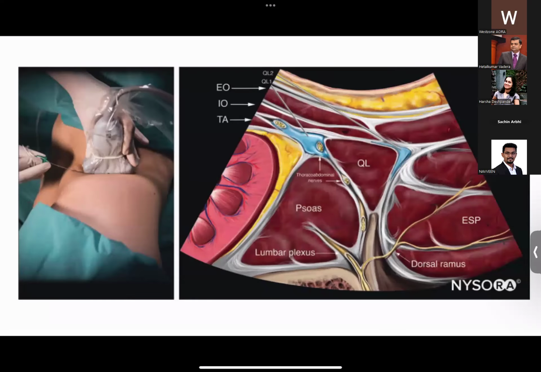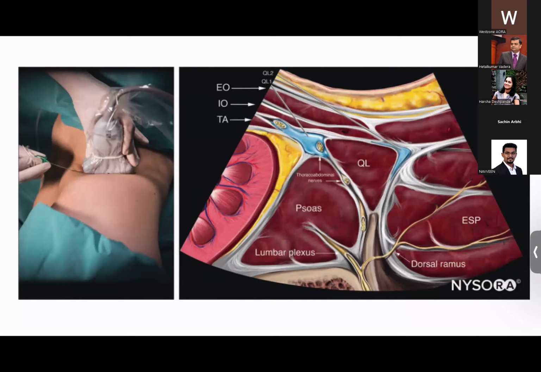Here we can see the patient is positioned laterally. The probe is placed in the mid-axillary line and the needle entry is in plane. We can appreciate the QL1 block in the image at the end of the transversus abdominis muscle, just lateral to the QL.